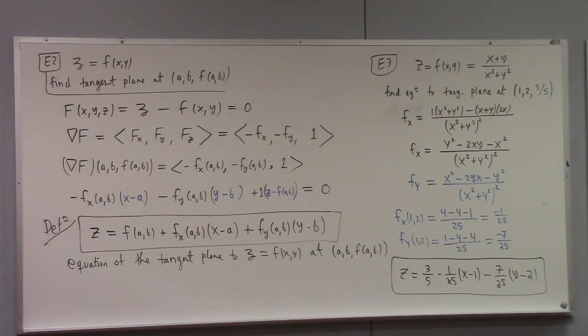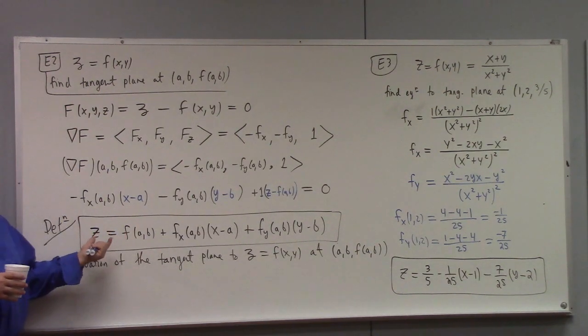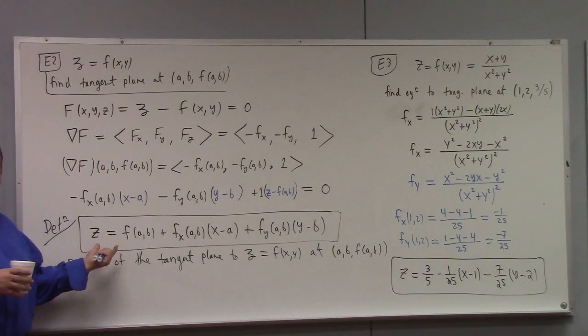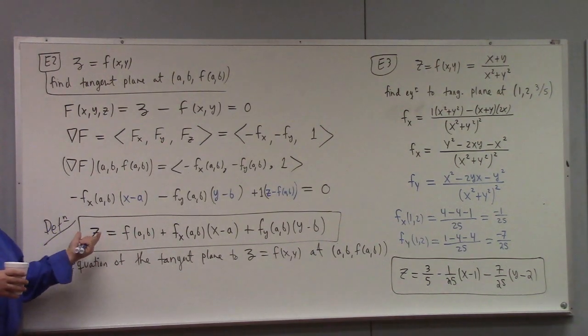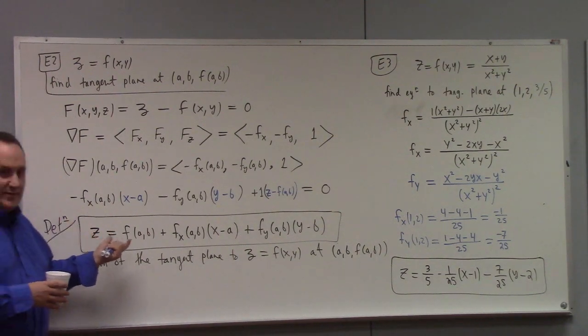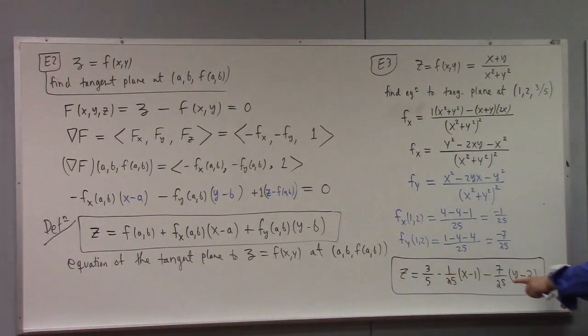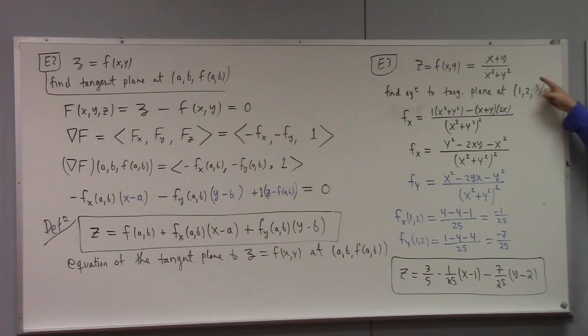These are linearizations. This is the linearization of z equals f of xy. z equals f of xy is some kind of curved surface generally. This is a plane which closely approximates the surface z equals f of xy, the graph, close to the point a, b, f of a, b. This right here is the equation of the plane, which is approximately equal to the curve z equals x plus y over x squared plus y squared near the point of tangency 1, 2.